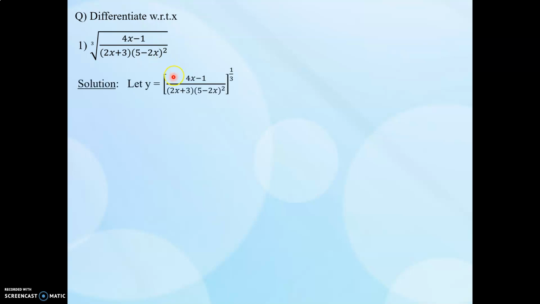The first question is the cube root of (4x minus 1) upon (2x plus 3) into (5 minus 2x) whole square. This is in the format of A upon BC, product format. So let y be equal to the given term. A cube root can be written as the power 1 upon 3. Taking logarithm on both sides, you will get log y is equal to log of this full term.